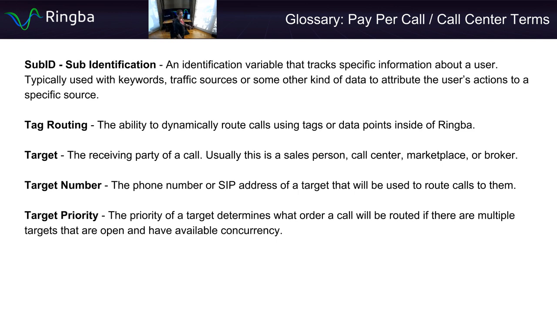Target number is the phone number or SIP address of a target that will be used to route calls to them. So your target's going to have a phone number or a SIP endpoint or SIP address to send the call to. You configure it. When a call comes in, it goes to that target, we dial or we send that call to the target. Target priority, this is the priority of a target, and it's used to determine where the call will be routed if there are multiple targets that are open and have available concurrency.